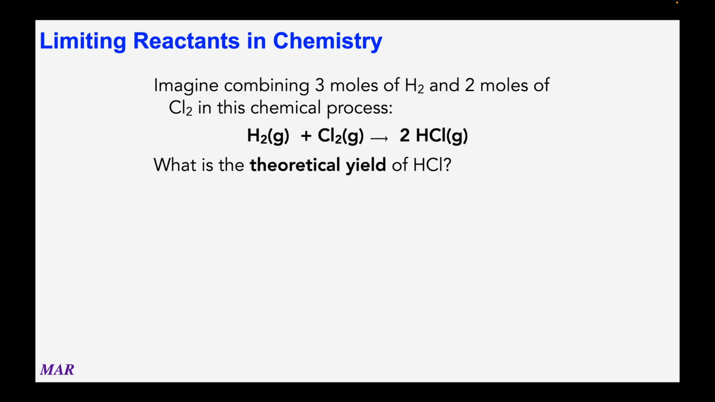Let's imagine that we combine 3 moles of H2 and 2 moles of chlorine in this reaction, which is 1 H2 and 1 Cl2 making 2 HCl. The question is, what's the theoretical yield of HCl? Now, here's something that's really tricky sometimes in chemistry. This kind of question gives you 2 reactant amounts, but it doesn't say anything about excess or anything like that. So these kind of problems should scream limiting reactant for you. And you should really check out both H2 and Cl2 to see which one is going to give you the least amount of HCl, because the least amount is all you're going to get.